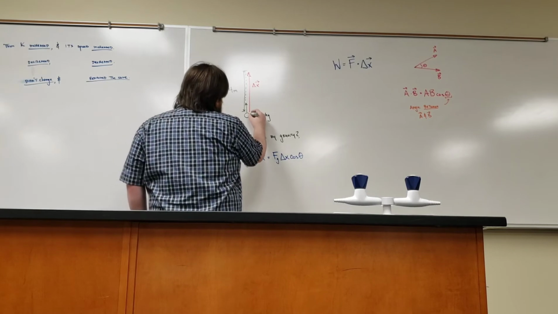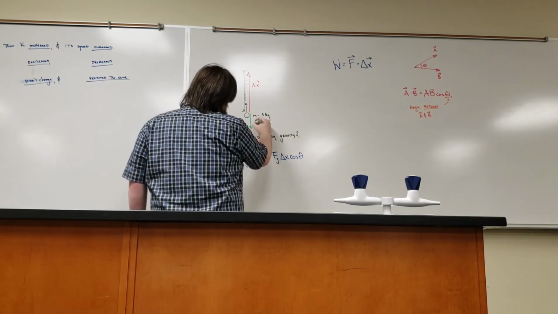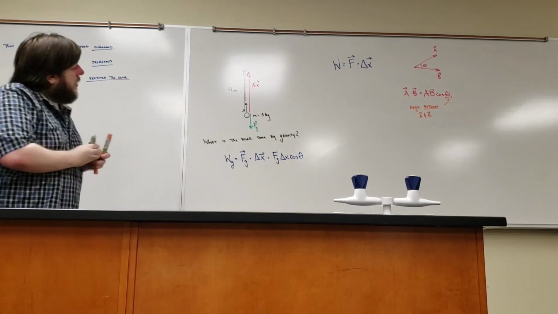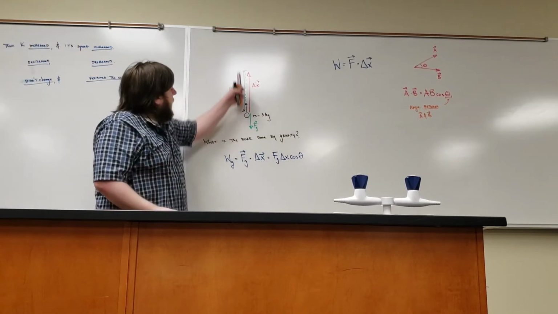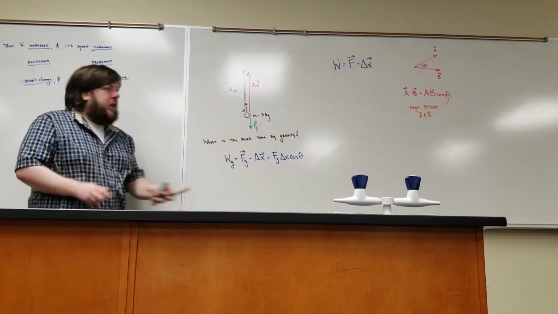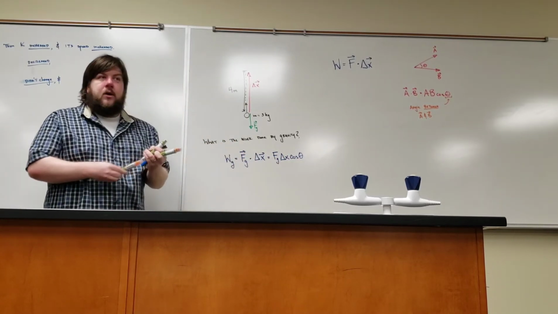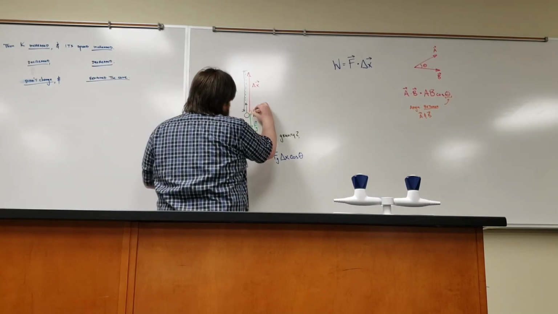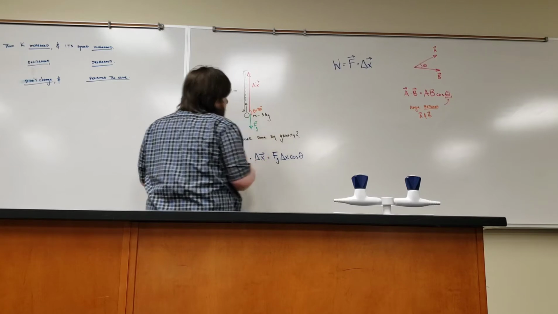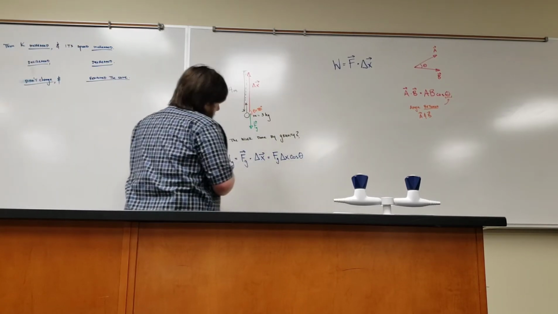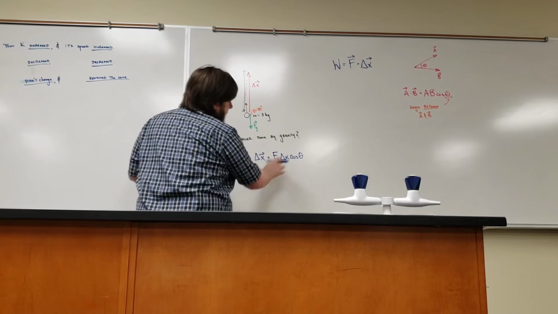So the force of gravity is downward. If the displacement is upward and the force of gravity is downward, what is the angle theta between the two? 180 degrees. So in this problem, theta is 180 degrees. So we know what theta is.